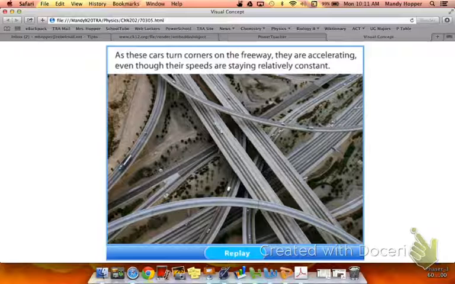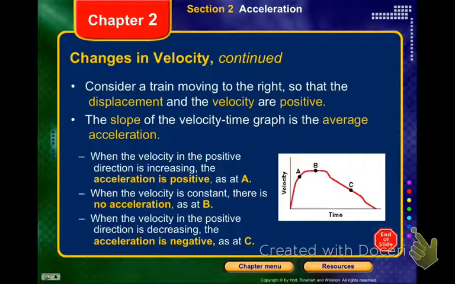So while we're looking at this, talking about when it can be positive or negative, the slope of your velocity time graph is average acceleration, and you can see where velocity and time are both plotted on this. You've got time still on the x-axis, velocity over here on the y-axis, a lot like our distance versus time graphs that you did in your lab last time. It gives you 3 points. At point A, acceleration is positive. That seems pretty normal. At B, there's no acceleration.